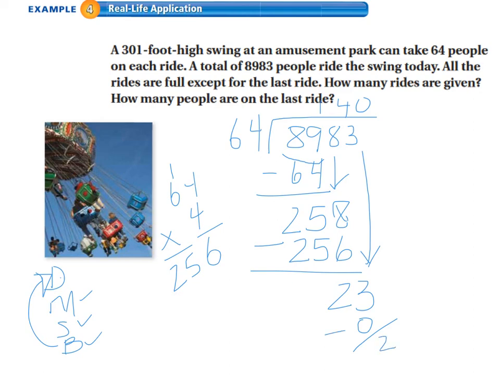Subtract. So I have 140 rides that have 64 people in them, and then one ride that had 23. So in all, I have 141 rides, and the last ride had 23 people in it.